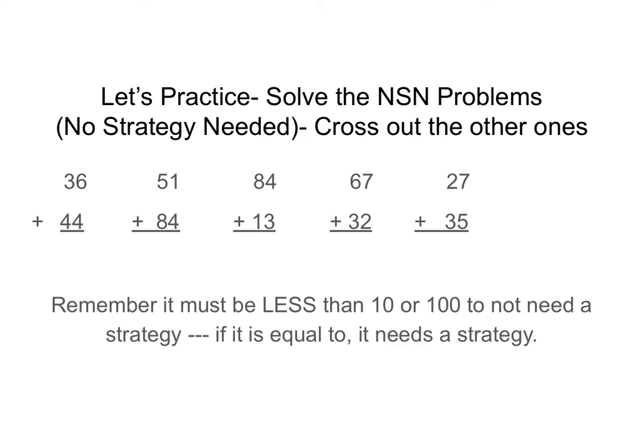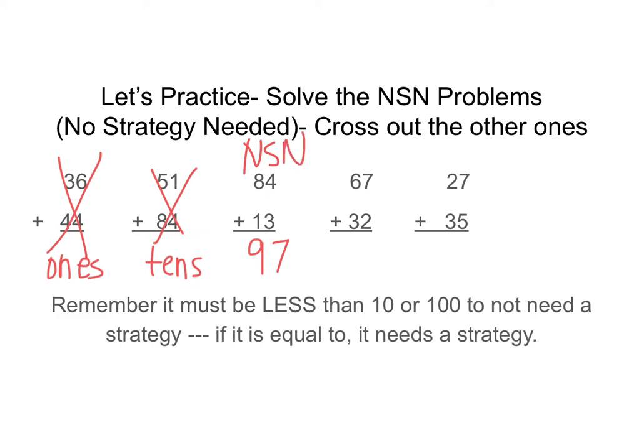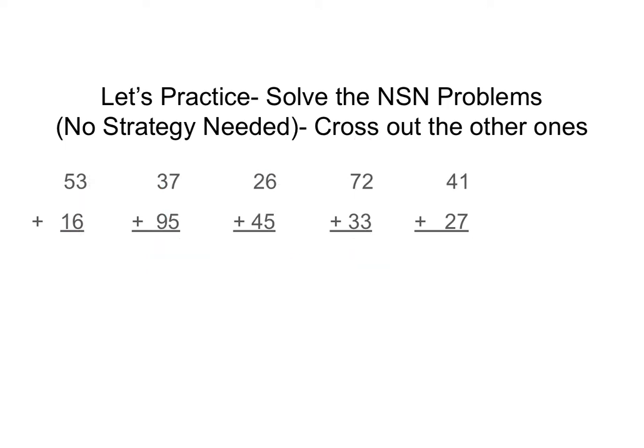All right, let's check your work. We're going to cross this one out because notice you equal a 10 in the ones place. So we're not going to solve that one. Oh, we can cross this one out because of our tens column. And this one we can just solve it. NSN is 97. We can solve this one at 99. And this one we will not solve because of the ones problem. Great job. All right, push pause and do the same thing.